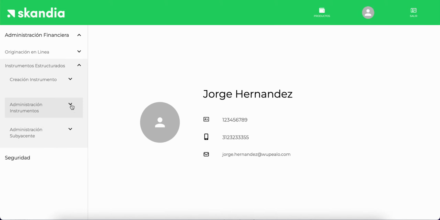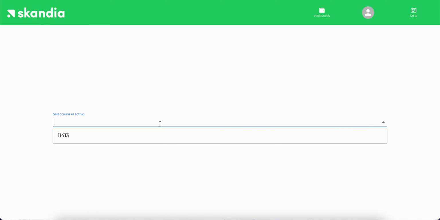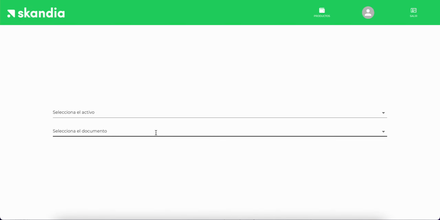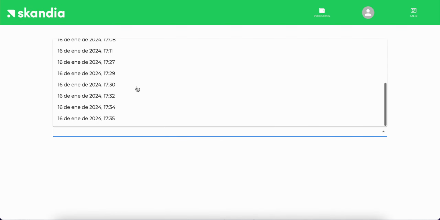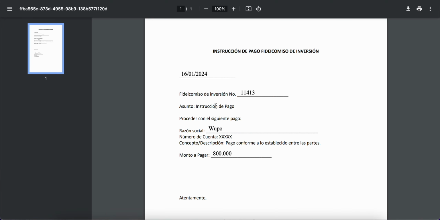And then the operator can search for those documents of that asset. Here, for example, the last payment was done this moment, and the payment will be shown instantly.